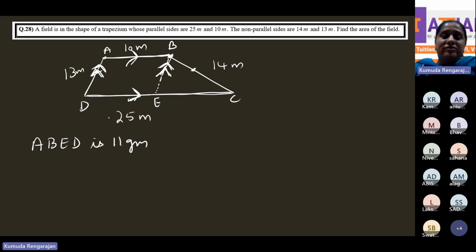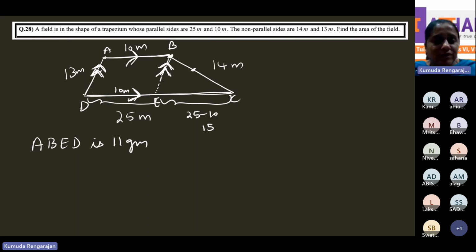In a parallelogram, opposite sides are equal. So this one will be 10 meters. So the remaining part will be 25 minus 10, which is 15, because this full thing is 25. But opposite sides are equal: 10, 10. So the remaining part will be 25 minus 10, which is 15 meters. This is step two.